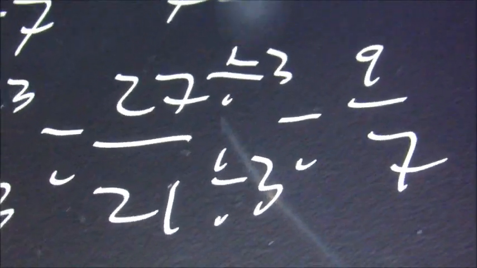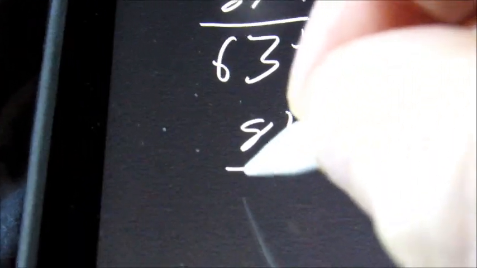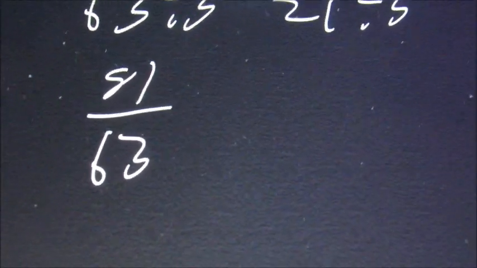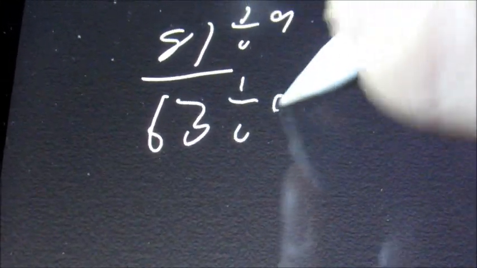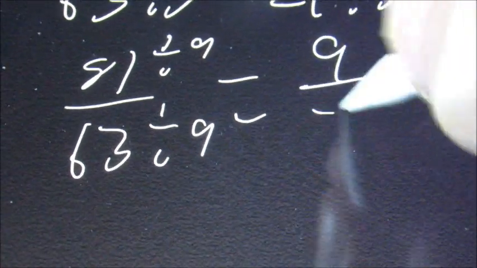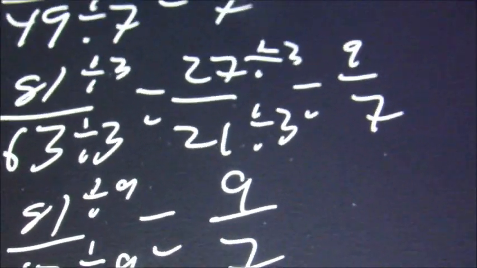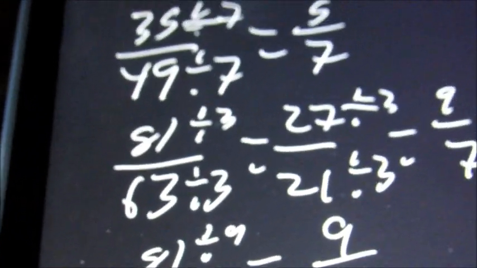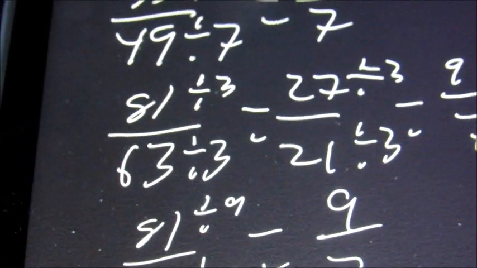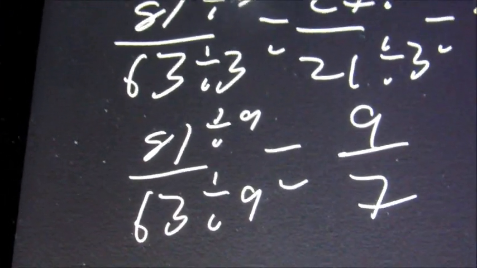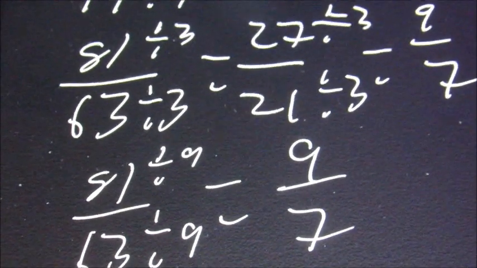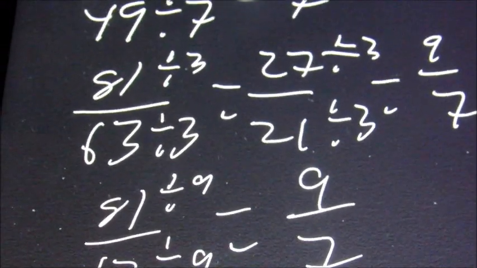However, we did that in multiple steps, but if we start again with 81 over 63, and we know that the largest number that will go into both of those is 9, we're going to get 9 over 7 and do it in one step. The point here is that even if you don't find the greatest common factor, you can still use a common factor and just keep going until you can't anymore.